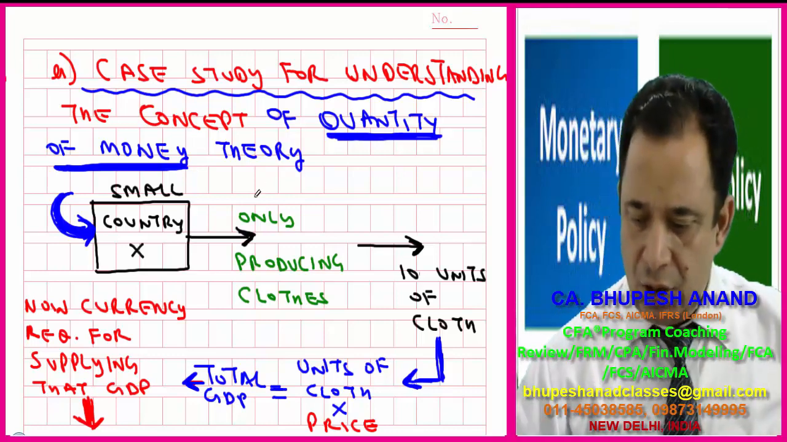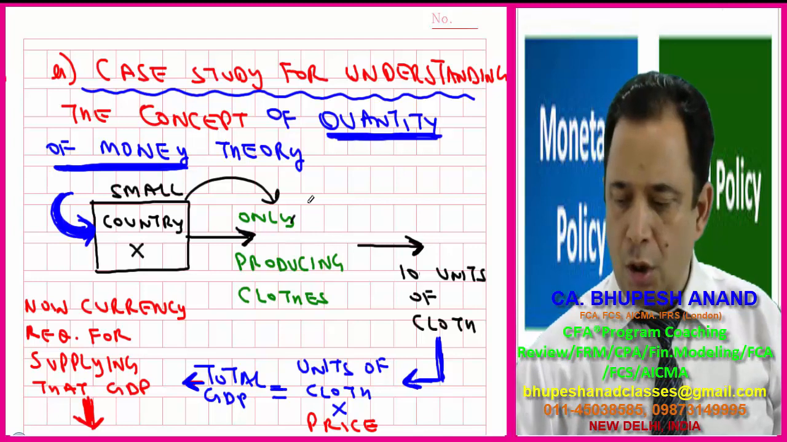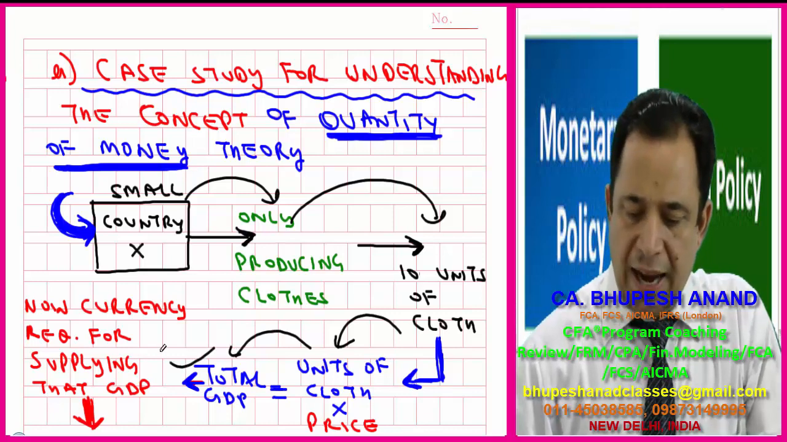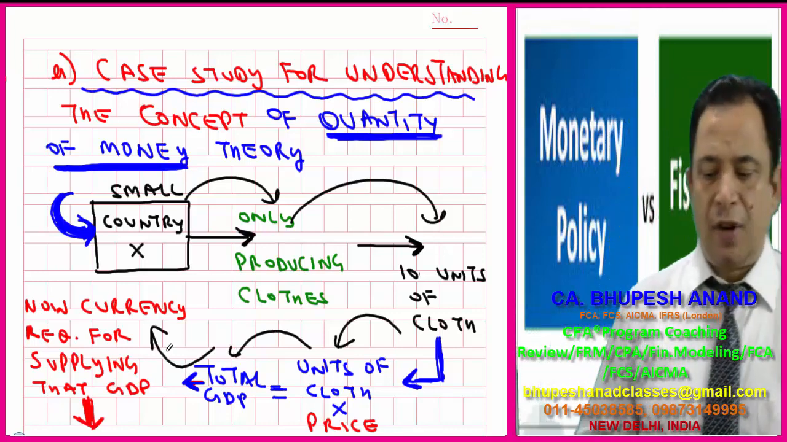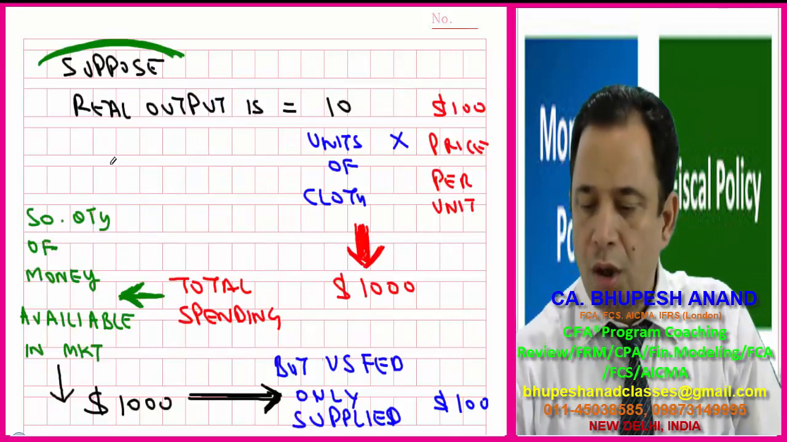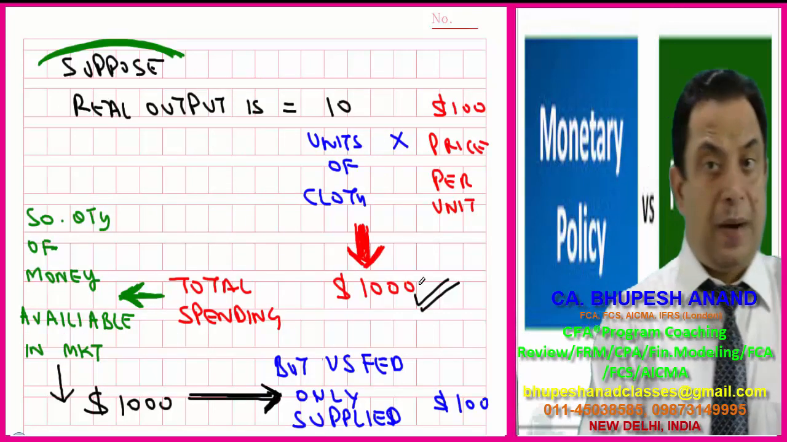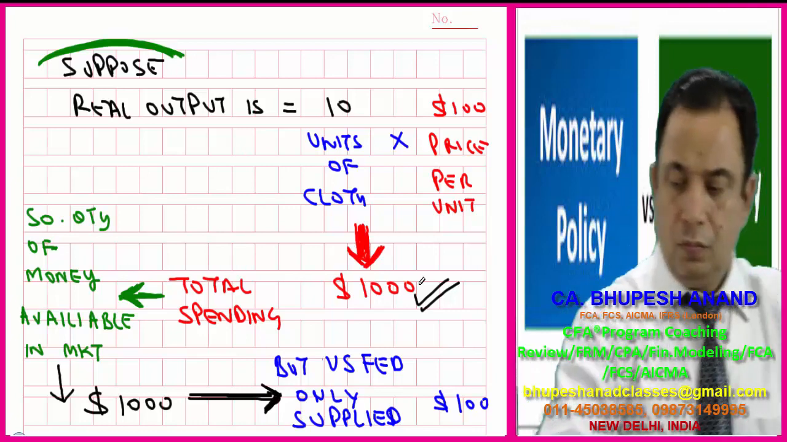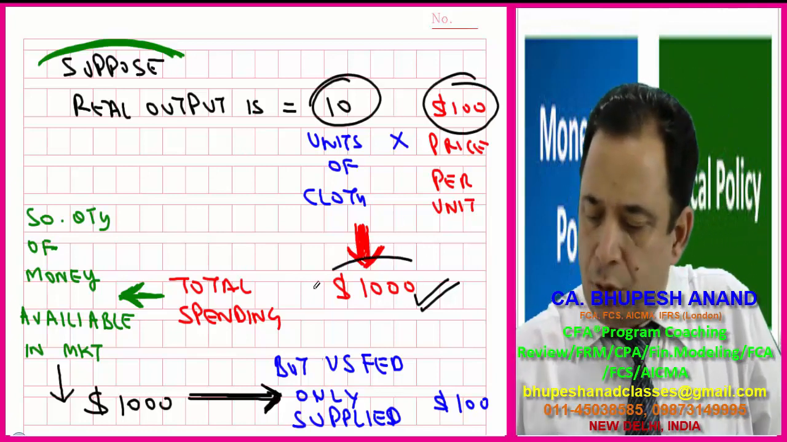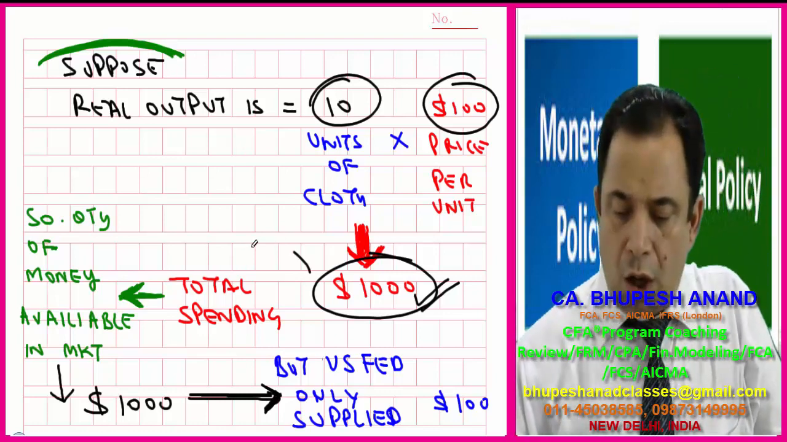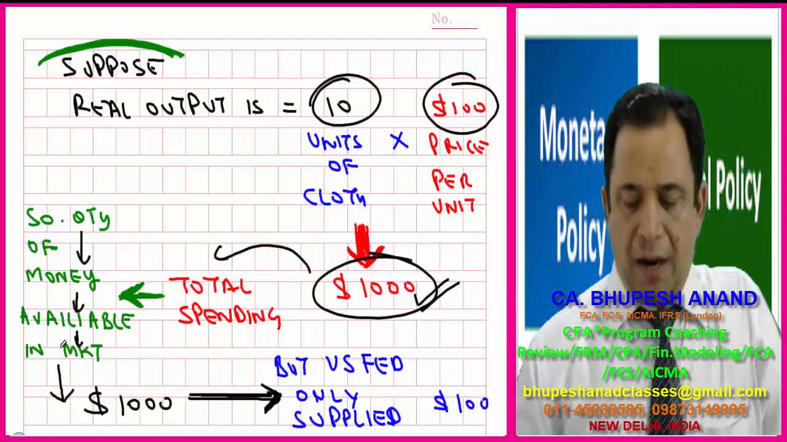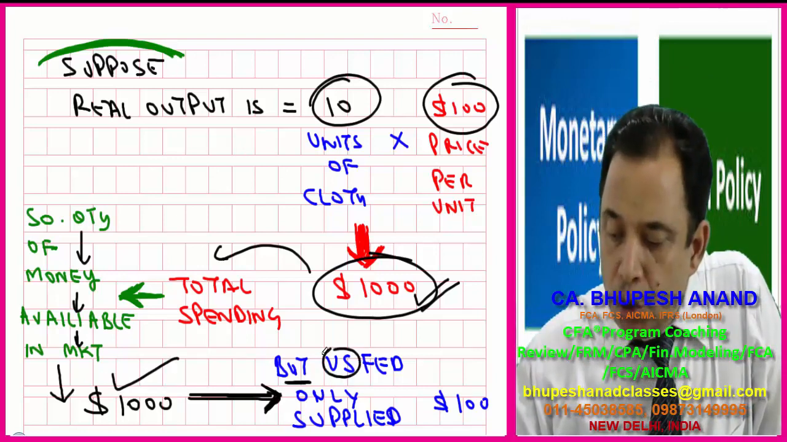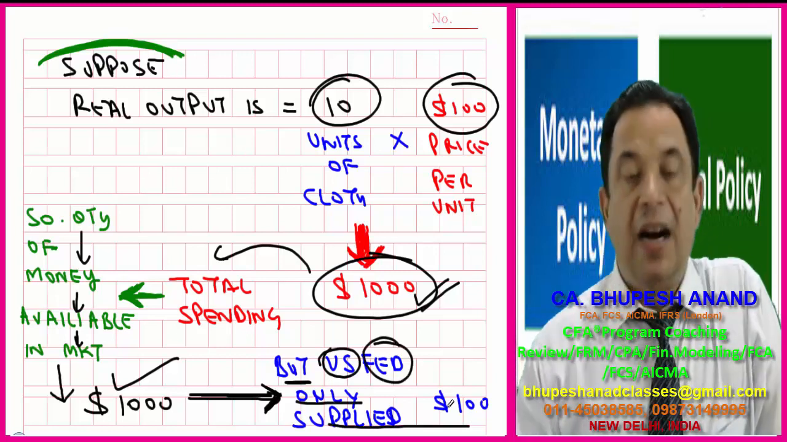Small country, I have prepared this flowchart, only producing clothes, 10 units of clothes into price. This is total GDP, and the currency required for supplying that GDP should be equal to $1,000, because the price of one unit of cloth is $100. So that comes to $1,000. Total spending is $1,000. So the quantity of money available in market is $1,000. But US Fed is only supplying $100.